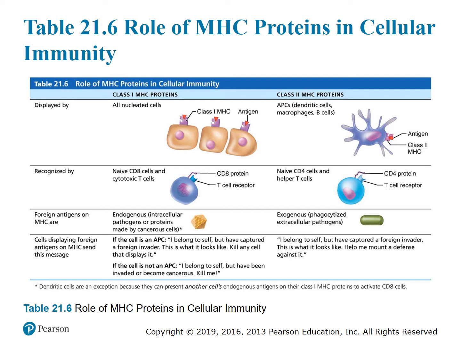So here we see the two types, the class 1 on the left and class 2 on the right. For example, class 1 is displayed by all nucleated cells, in other words, not red blood cells because they're not nucleated. And class 2 are displayed only by antigen-presenting cells like dendritic cells, macrophages, and B cells. And then it shows class 1 is recognized by CD8 cells and cytotoxic T cells, whereas class 2 proteins are recognized by naive CD4 cells and helper T cells.